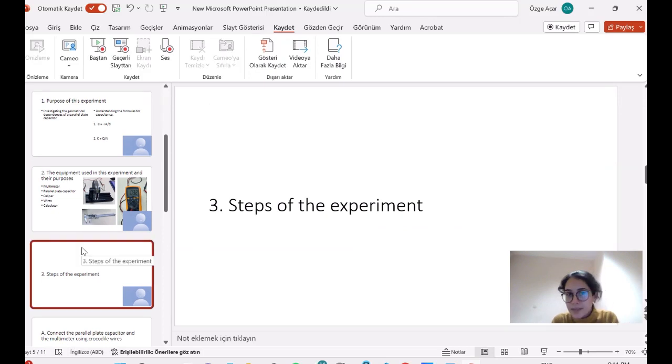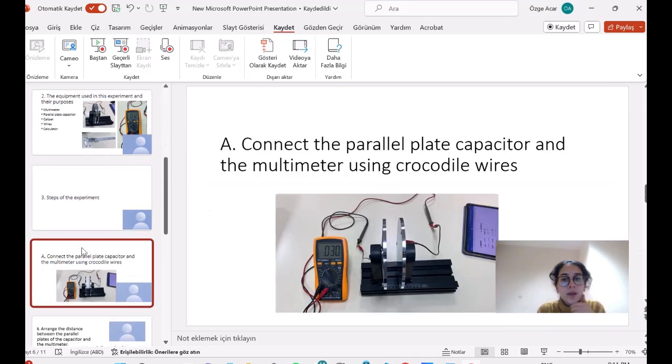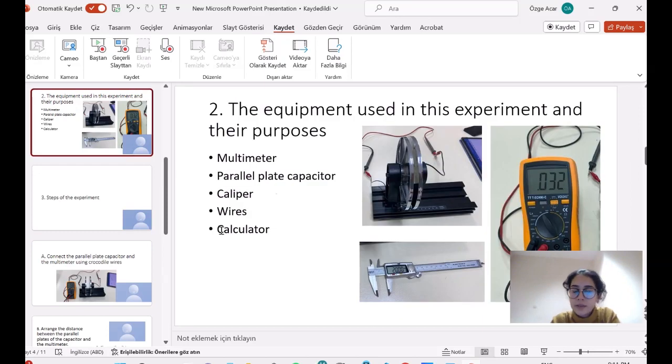So I will explain the steps of my experiment. First, I set up the experimental setup. I connected the parallel plate capacitor with the multimeter using crocodile wires. And also I used the calculator to calculate the equation, like the capacitance.